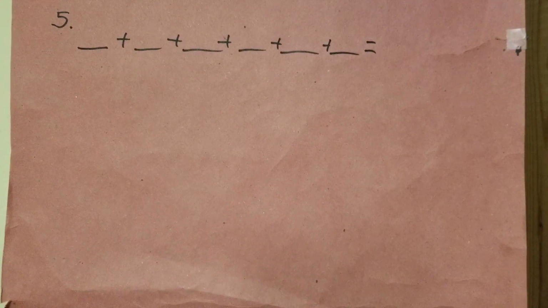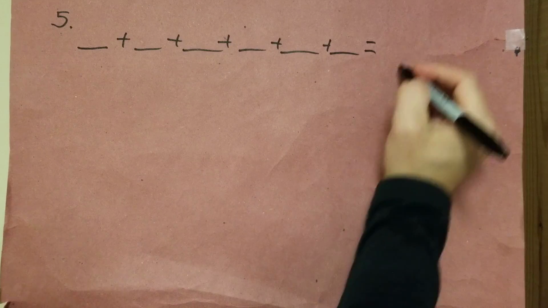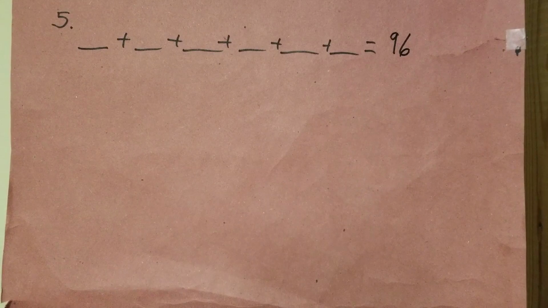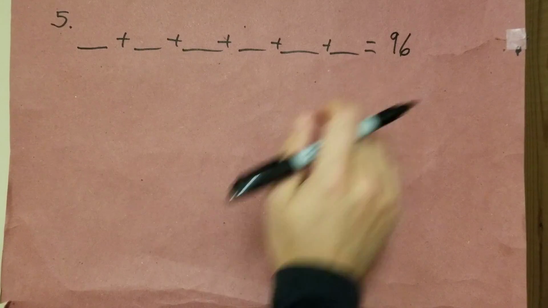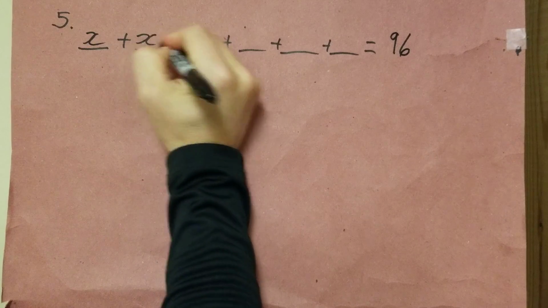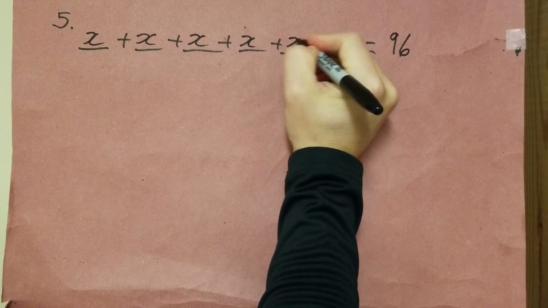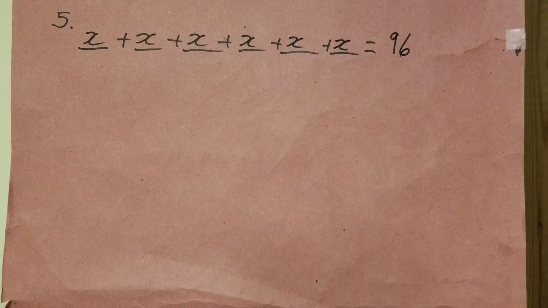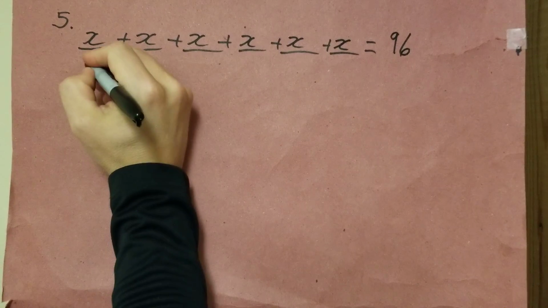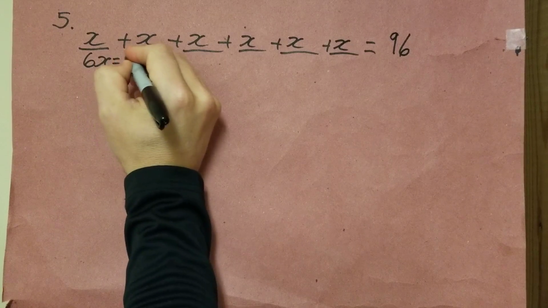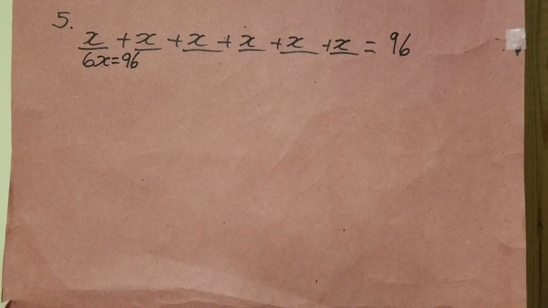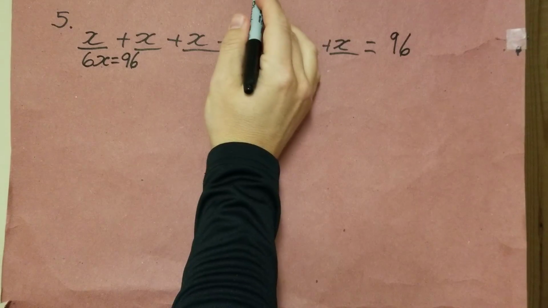And again, it's talking about perimeter. So we know we're adding all sides, and it says it's 96. There we go. But that's all it gives us. So what do we do? Well, these are all unknown. X, X, X, X, X, X. Now we're going to simplify. I have 6 X's. Same thing.